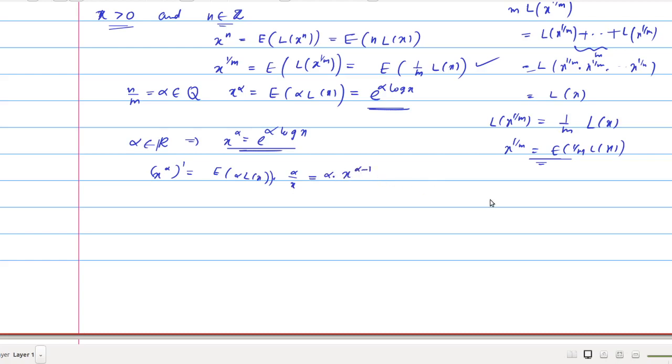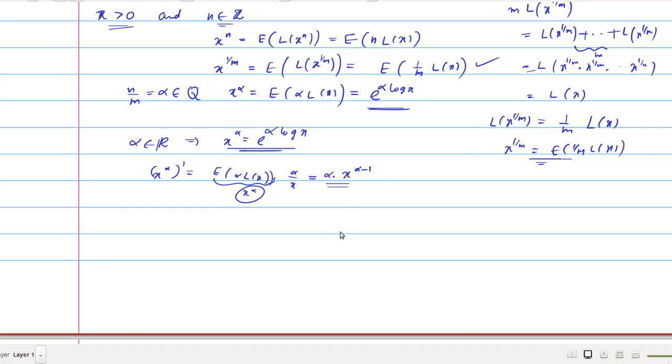Using these properties of L and E, you can get the derivative of x raised to alpha for any real number alpha, that is alpha times x raised to alpha minus 1. That is because E of alpha L of x is itself x raised to alpha, so we replace this quantity by x raised to alpha, and you get x raised to alpha minus 1 into alpha.